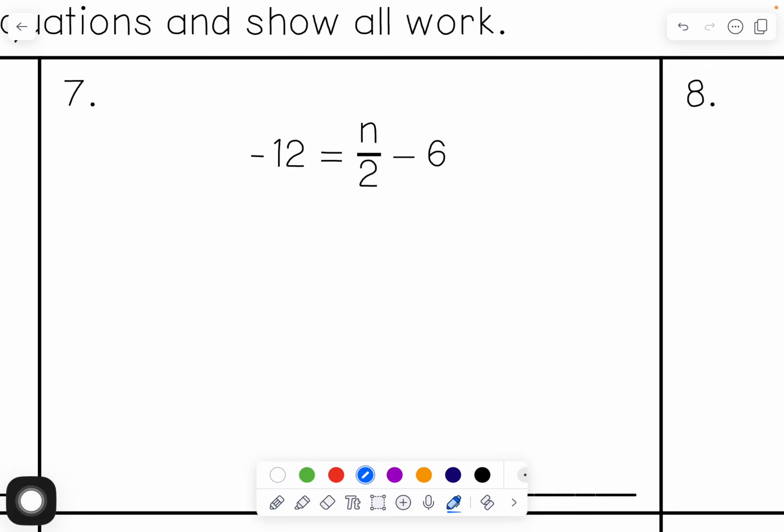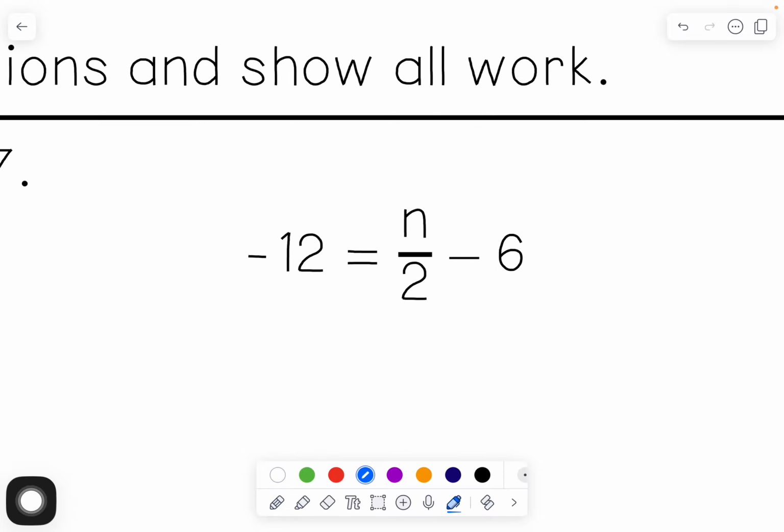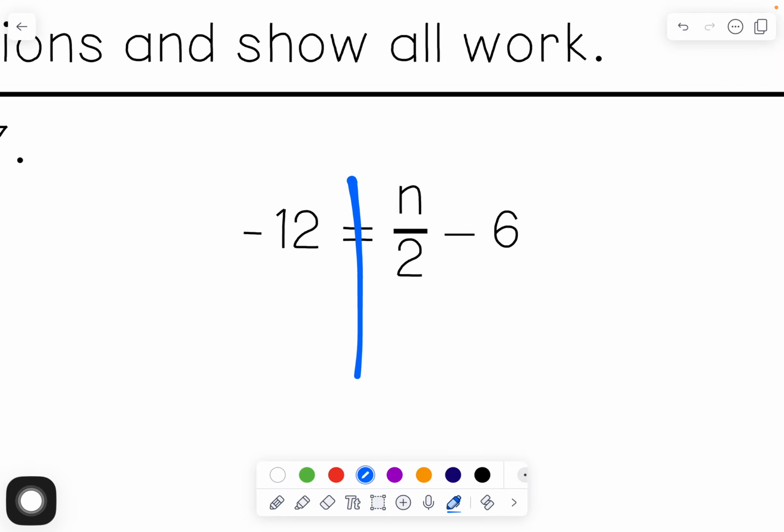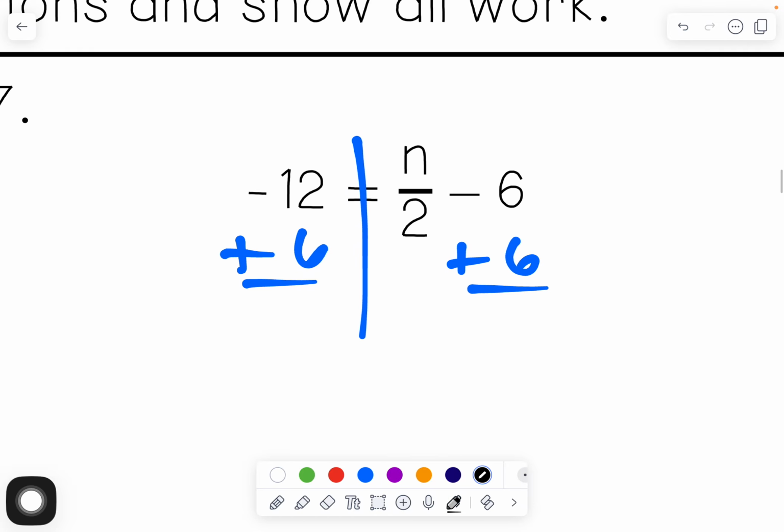Okay, so in this case, the -6 is the constant. The opposite of minus is plus. I like to draw a line where my equal sign is. That way I know I'm doing the same thing on both sides. So if I do that, I'll add 6 to both sides. And negative 12 plus 6 is negative 6.